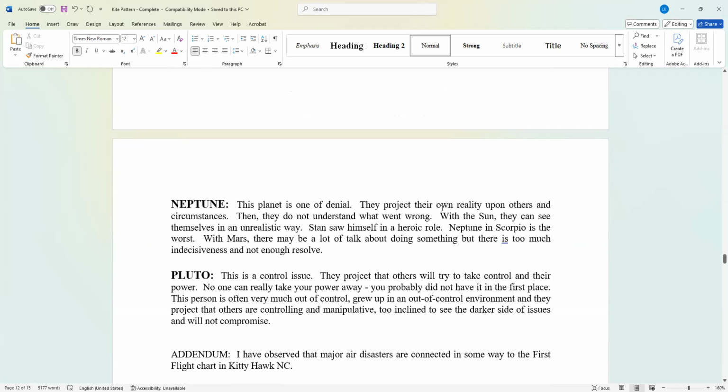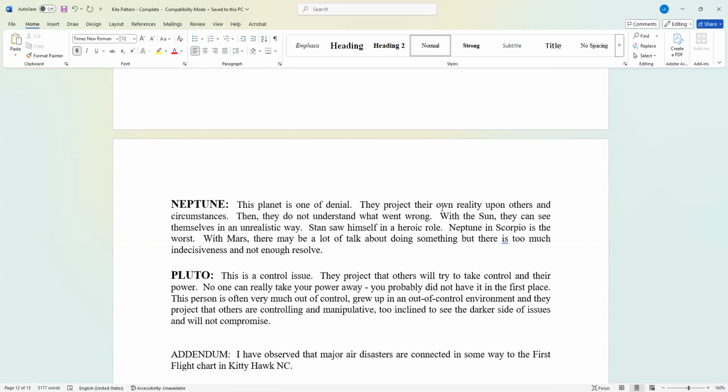Now, Neptune has to do with denial issues. They project their own reality onto others and circumstances and then don't understand what went wrong. They can see themselves in an unrealistic way. I shouldn't put this man's name in here. I went with him for many years. He always saw himself in a heroic role, but he wasn't heroic at all.